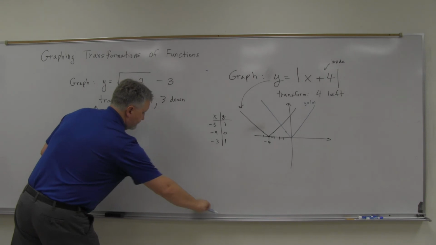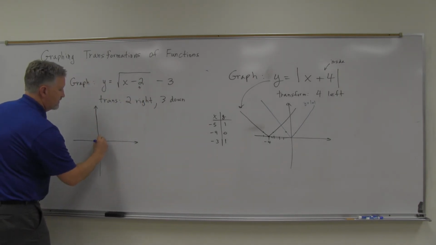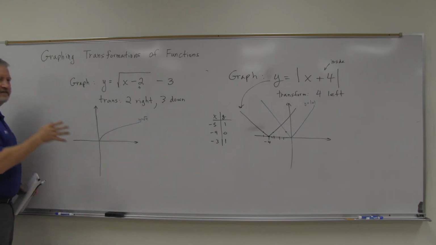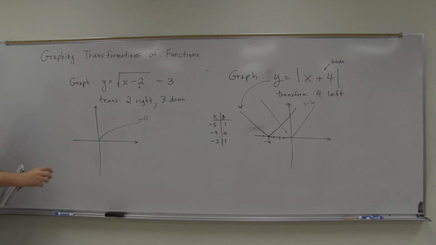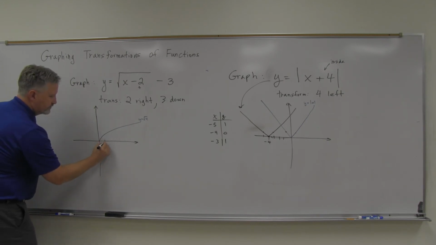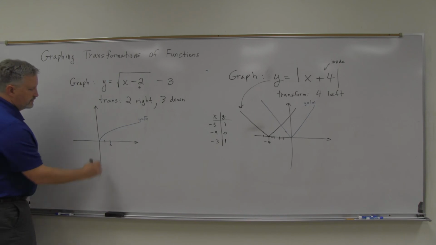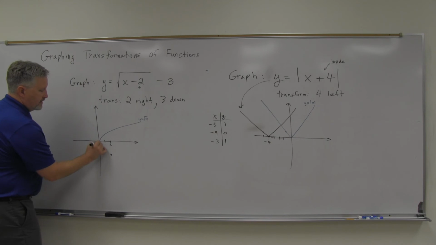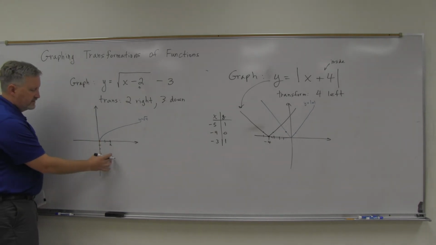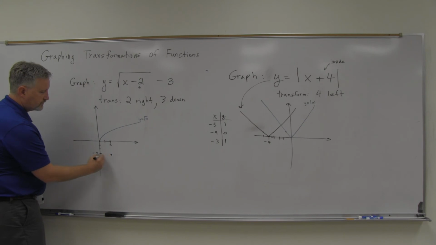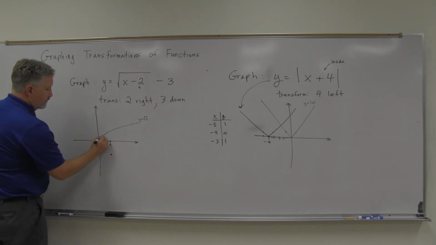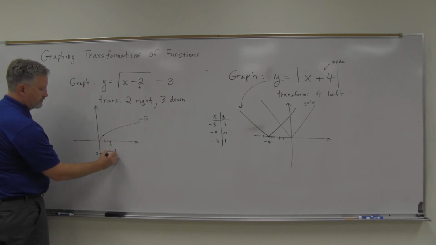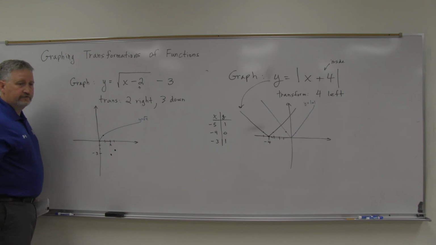Now the square root graph, we're just thinking about that. Here's the square root of x. And so I'm going to take that and move it 2 to the right and then 3 down. So if I follow this point, 2 to the right puts me here, and then 3 down puts me here, doesn't it? So the starting point is now down here at 2, negative 3. Another good point to follow is 1, 1. So 2 to the right and 3 down, we put it here at 3 and negative 2.